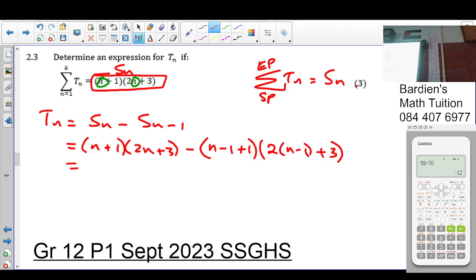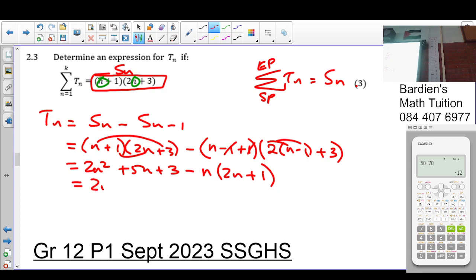So from here, it's just a matter of tidying up the sum. That's going to give you 2n squared, 3n, 5n plus 3, minus that. Of course, those cancel, leaving you with n into (2n minus 2 plus 3), which is plus 1. So it's going to be 2n squared plus 5n plus 3 minus 2n squared minus n gives you 4n plus 3. And that's my general term.